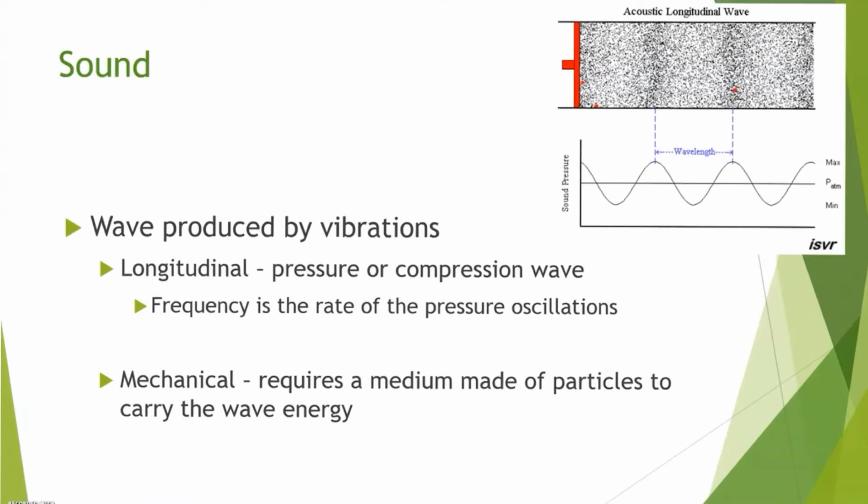Sound is an example of a wave. It's a wave produced by vibrations. Right now my vocal cords are vibrating back and forth, and as the air passes by them, the pressure is changing in the air, and that eventually travels to your ear, which interprets that change in pressure and turns it into an electrical signal that is carried to your brain.